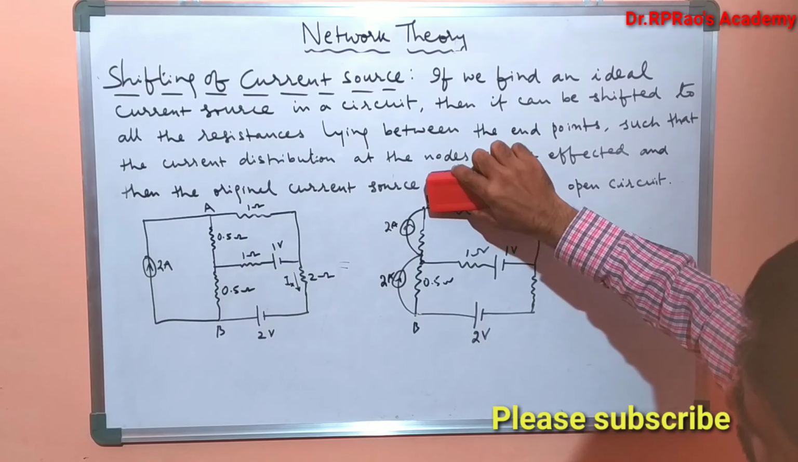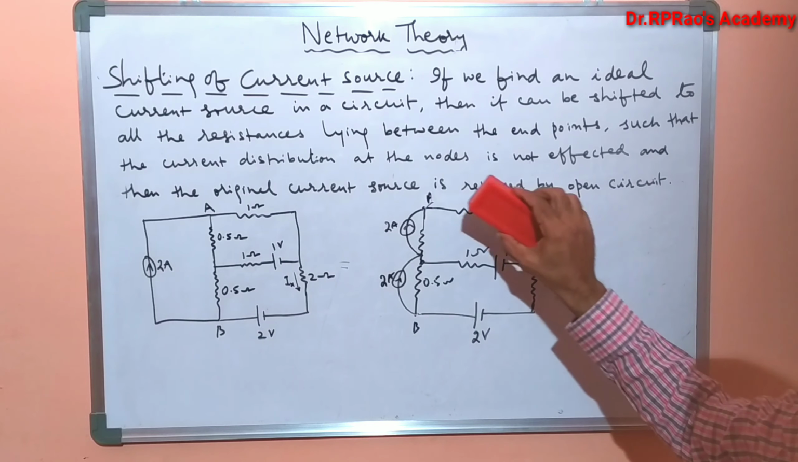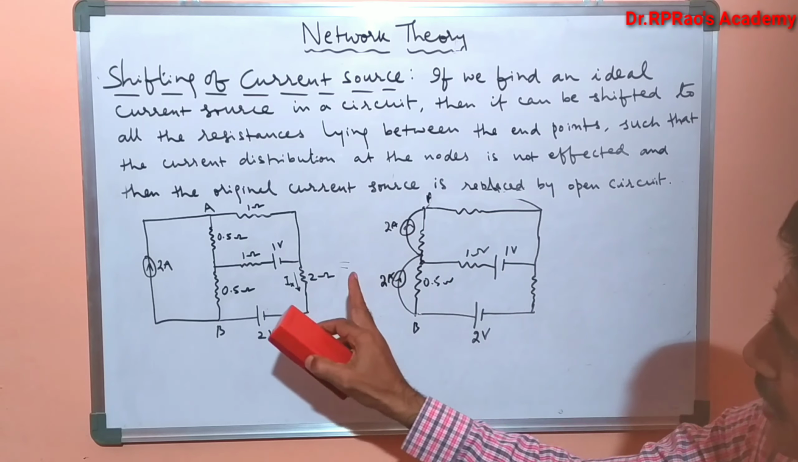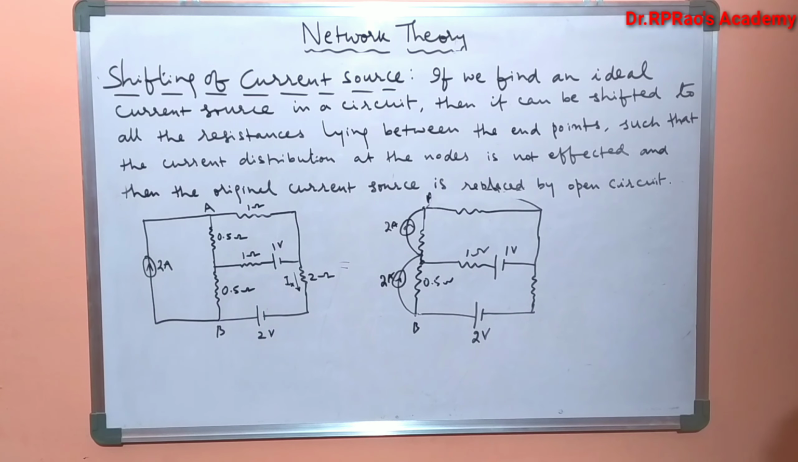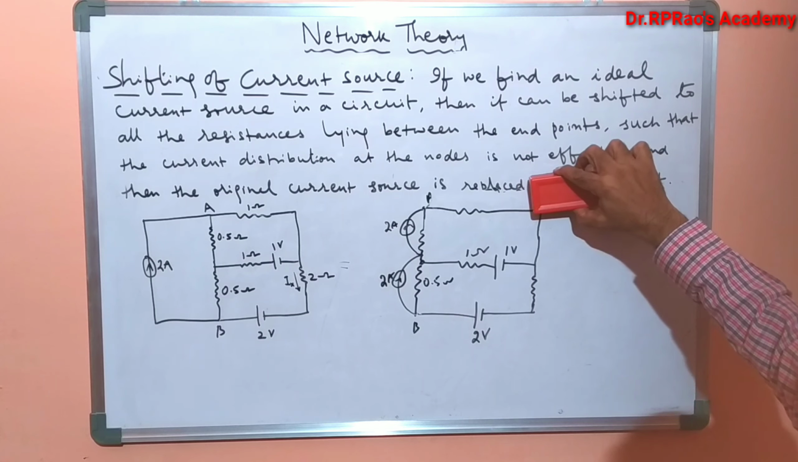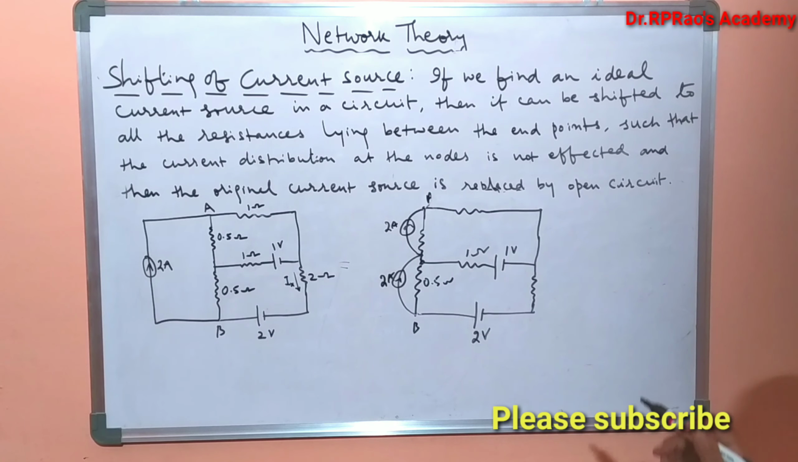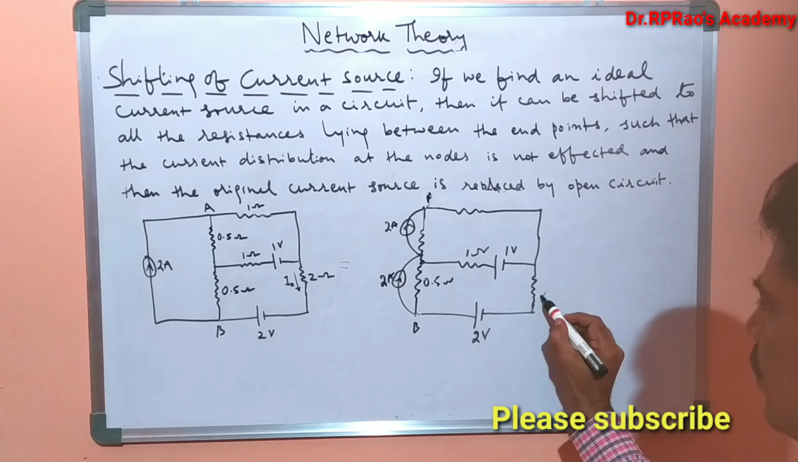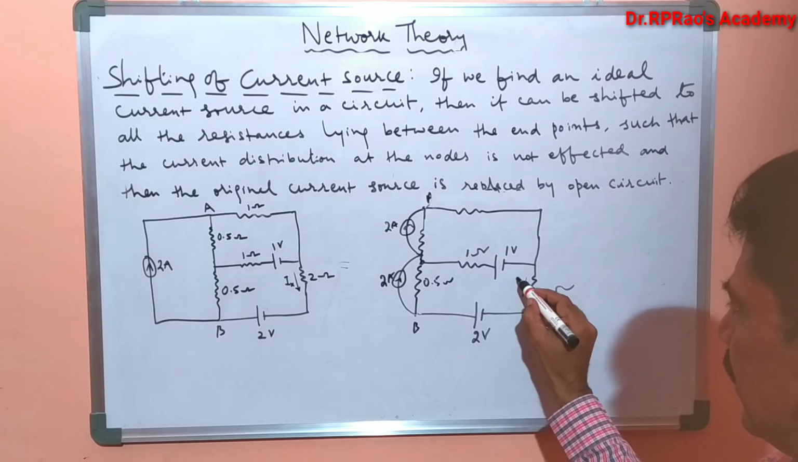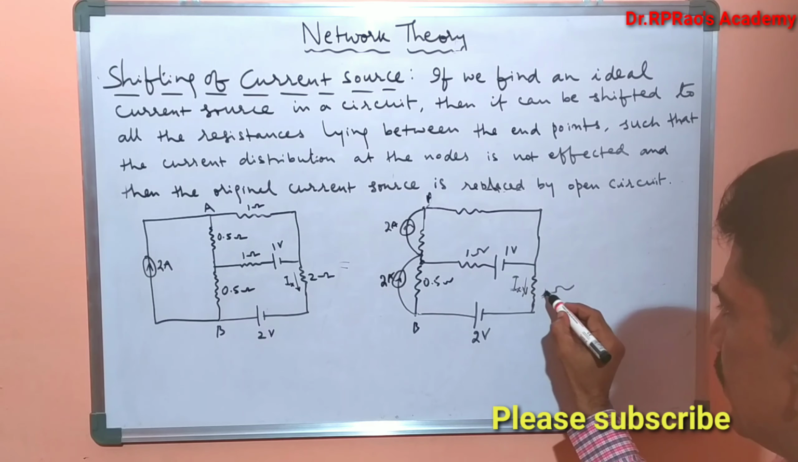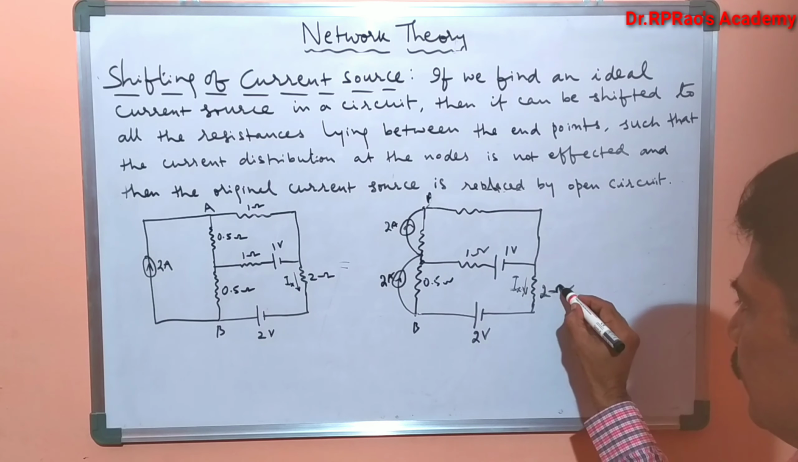At node A, the current has to enter only and should not leave. 2 amperes is entering. Here also it is entering. So it is valid. Now let us simplify it. Our aim is to find out the current Ix, the current which passes through this 2 ohms resistor.